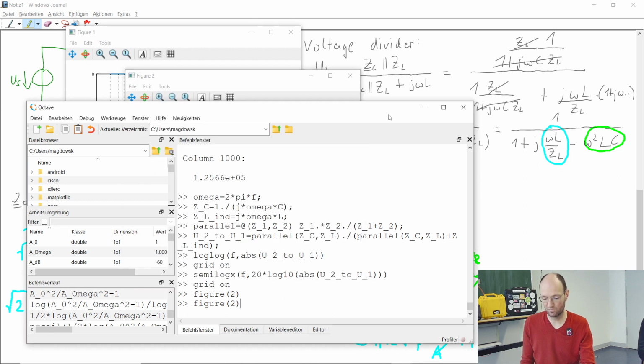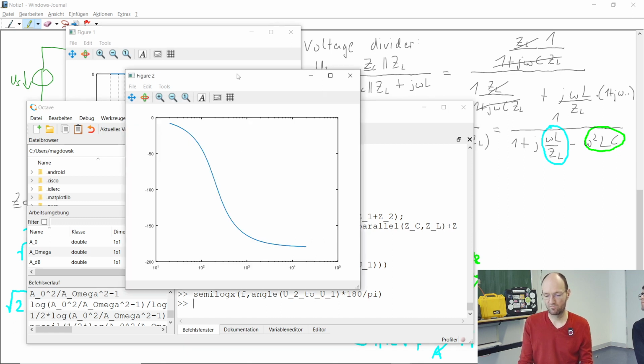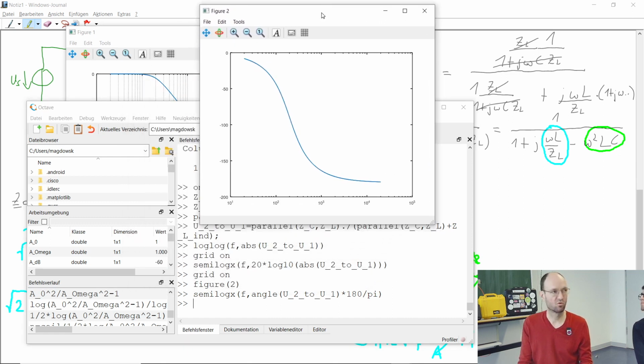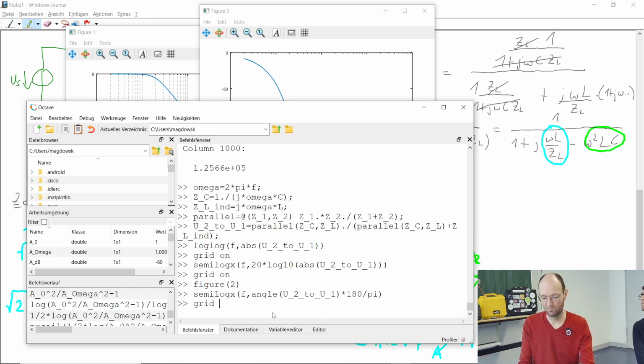If we take a look at the phase response in a second plot, and take a look here at semi-log x and the angle of this, and this will be in radians. So if we want to have it in degree, we multiply with 180 divided by pi. What would we expect? Before I plot, we have a second order filter. We should start, of course, with 0 degree phase shift, and then we should go to minus 180. And so if we do this and plot this, then it looks like this, and it's also looking meaningful and nice.